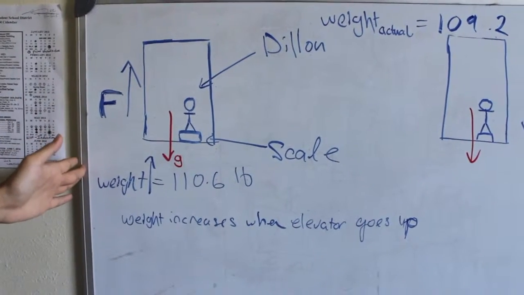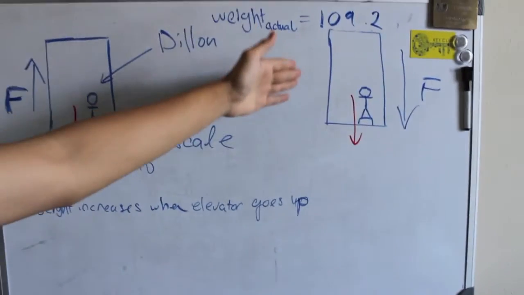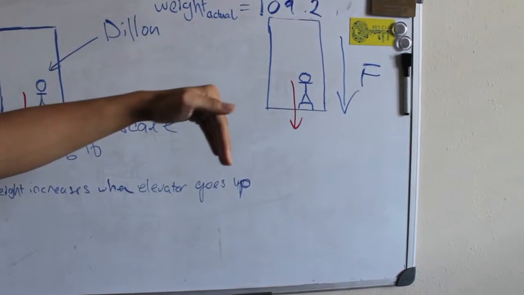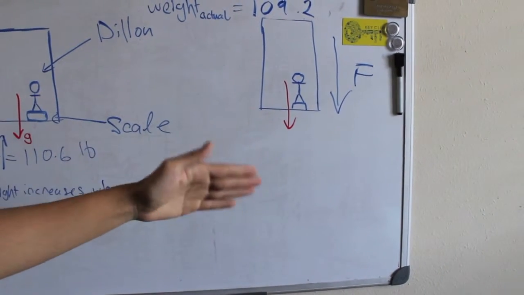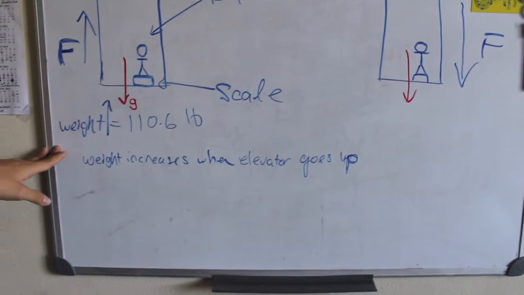Which causes the weight to go up to 110.6 pounds. The opposite would happen if he were to ride the elevator down, because the force is now going alongside gravity, which would cause the weight to go down. So weight increases when the elevator goes up and vice versa.